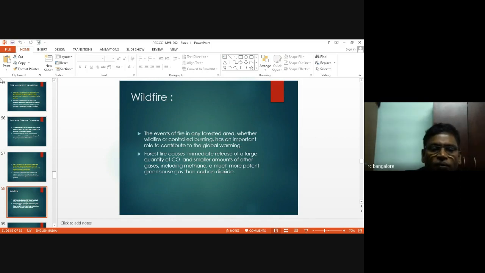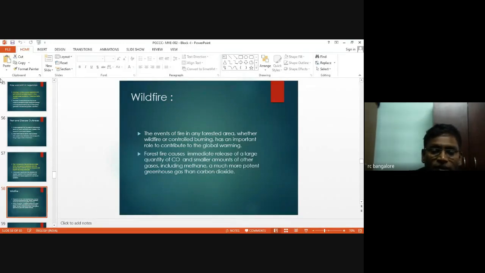Fire events in any forest area, whether wildfire or controlled burning, have an important role in contributing to global warming. So what will happen? If the forest catches fire, the temperature will increase, carbon dioxide will increase in the atmosphere, and naturally the atmospheric temperature will increase and contribute to global warming.